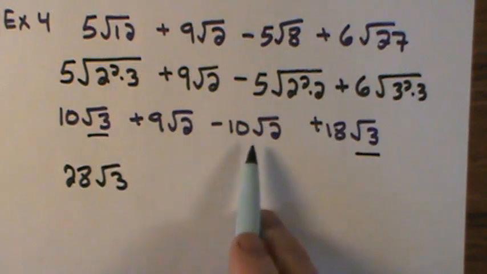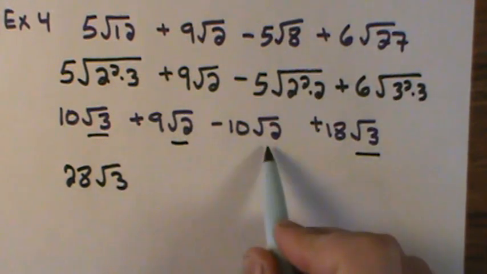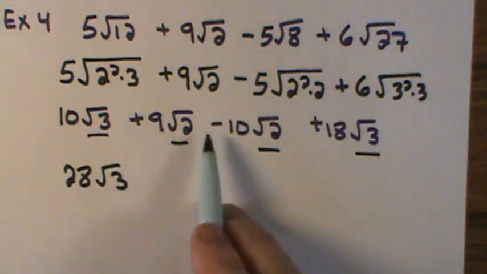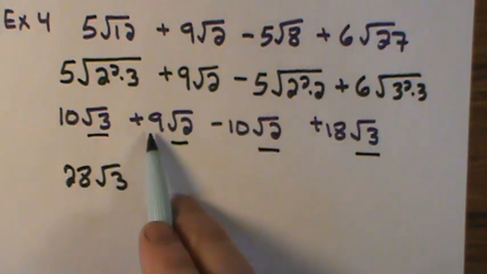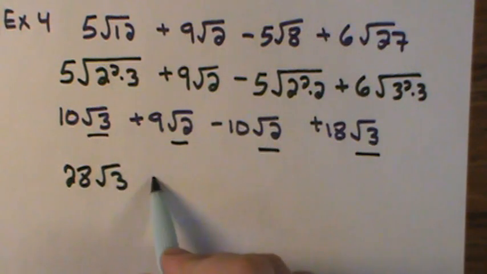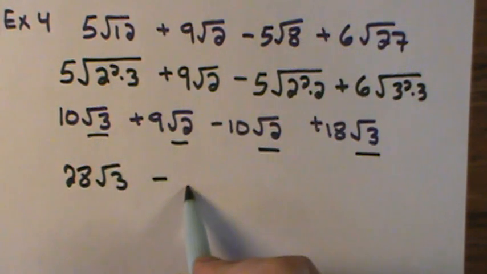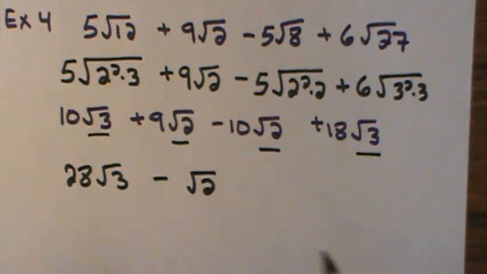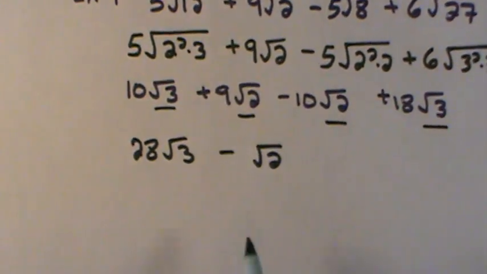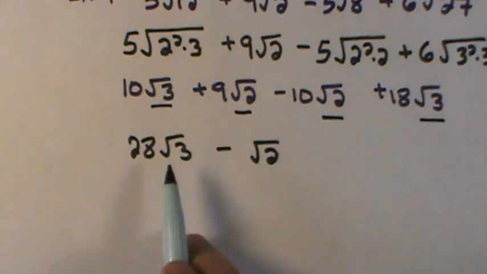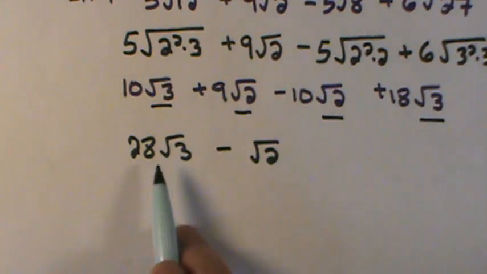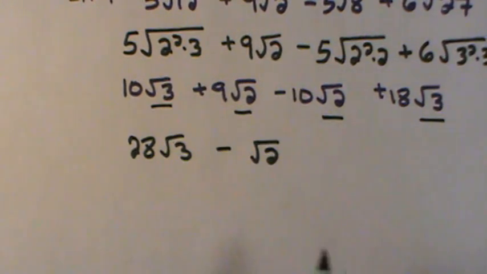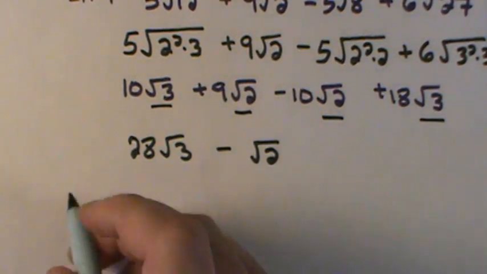As I look at the 2 middle terms, they have the radical 2's, so they're like terms. I would be permitted to add or subtract the coefficients. 9 take away 10 would be negative 1, radical 2. Now if you want to put your 1 there, you can. Not having it, it's kind of implied. And I know I have to stop here because this is as different as an x and a y. This is like 28x minus y. That would be your final answer. It's a binomial.